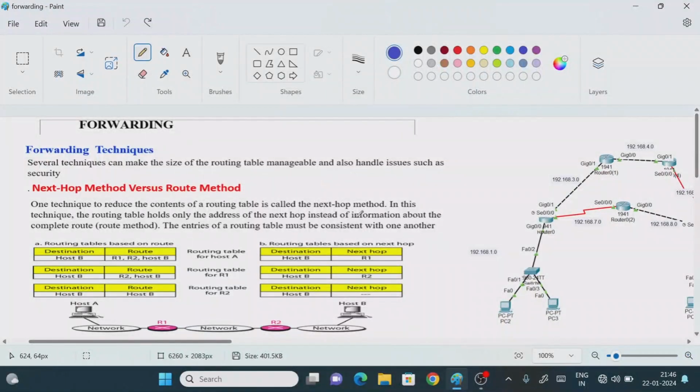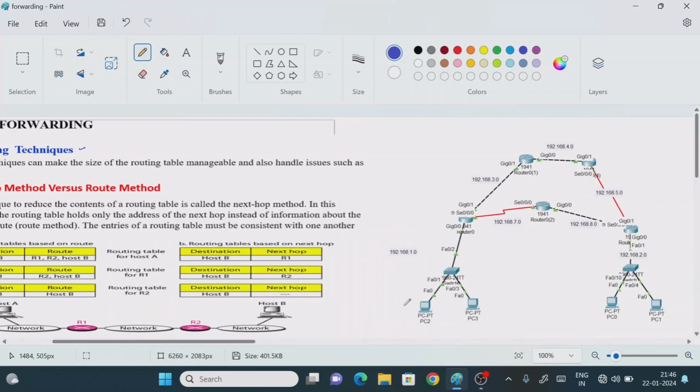Hello guys, welcome back. In today's session we are going to learn about the different types of forwarding techniques. Forwarding means if you want to send a packet from one source machine to another destination machine, in between we might have multiple routers. In the internet there will be multiple routers between your source machine and the destination machine.